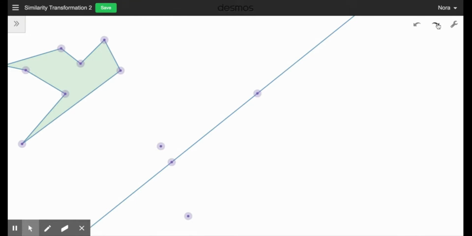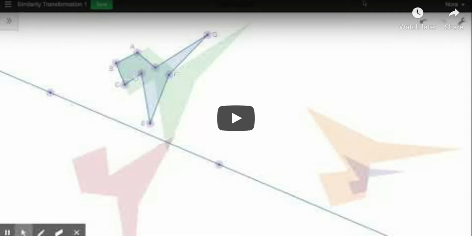Let's look at another example. Here we have a figure. We translate it, then perform a reflection, and then shrink it. All of these figures are the same shape, but they're not all the same size. Again, this is a group of similar figures.